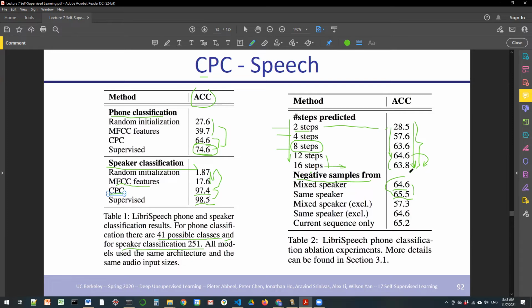So when we do this, the neural network kind of begins to encode noise as opposed to encoding mutual information, and that doesn't lead to improved accuracy.